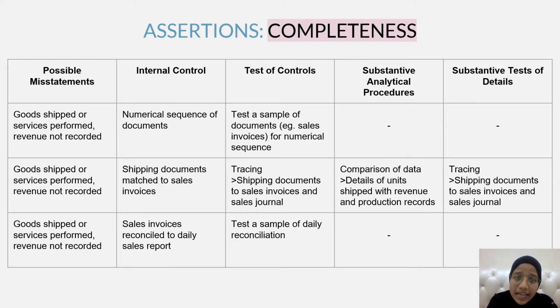Let's take a look at the second internal control, which is shipping documents matched to sales invoice. The auditor can use tests of control to trace whether the shipping documents are matched accurately to the sales invoice and sales journals. Other than that, the auditor also can use a substantive analytical procedure where a comparison of data is made, which is the detail of the units shipped with the revenue and production records. The auditor also can use tests of details to trace shipping documents to sales invoices and sales journals, being tested in detail.